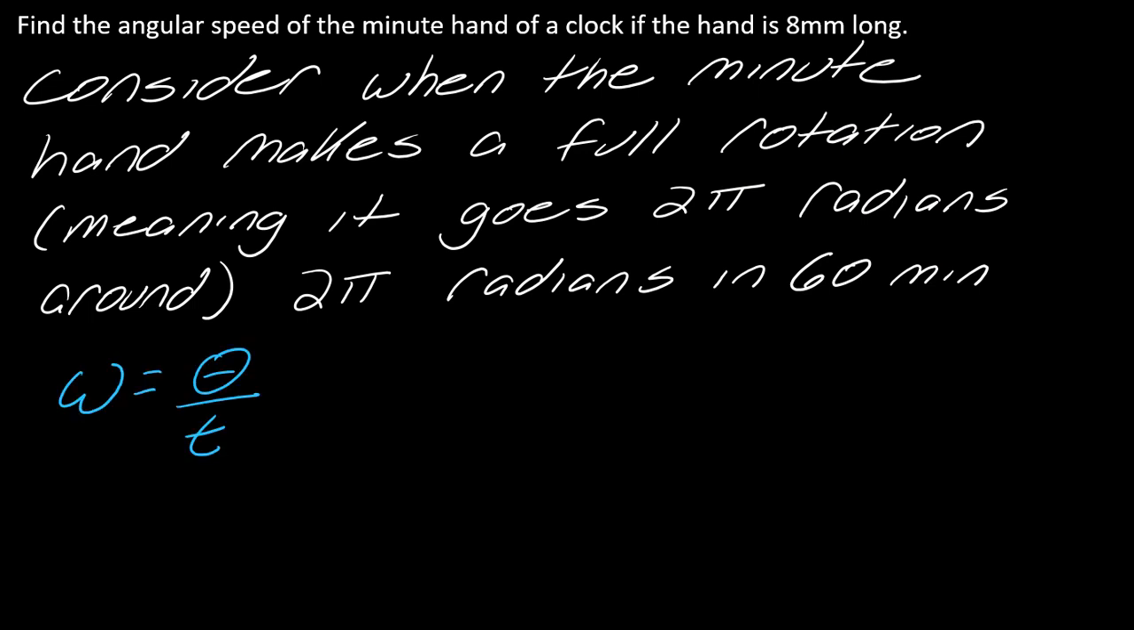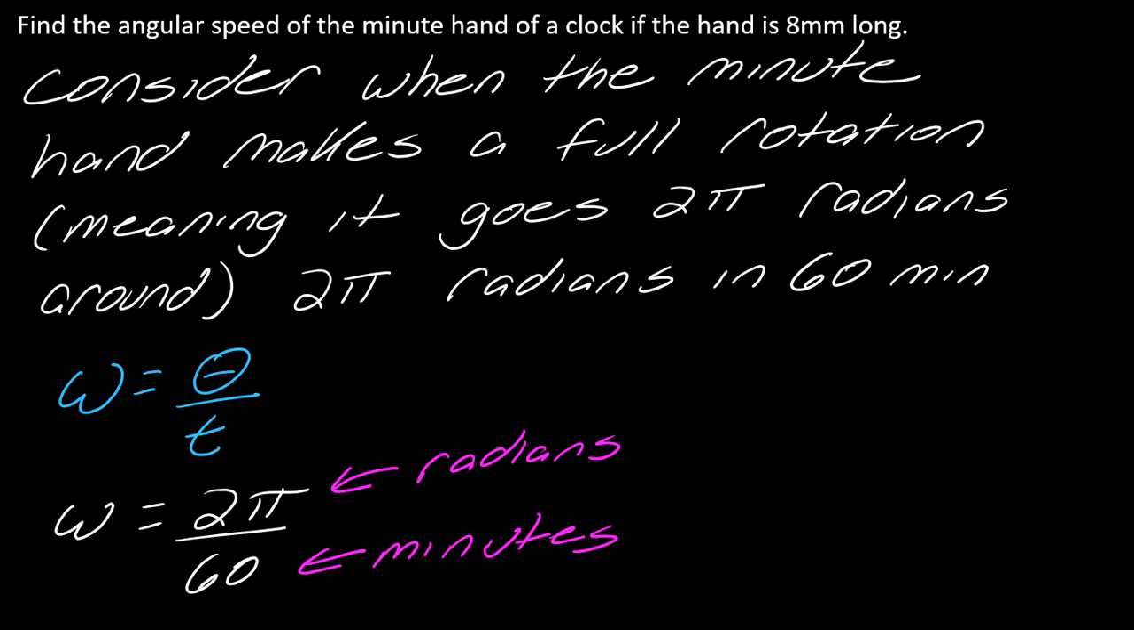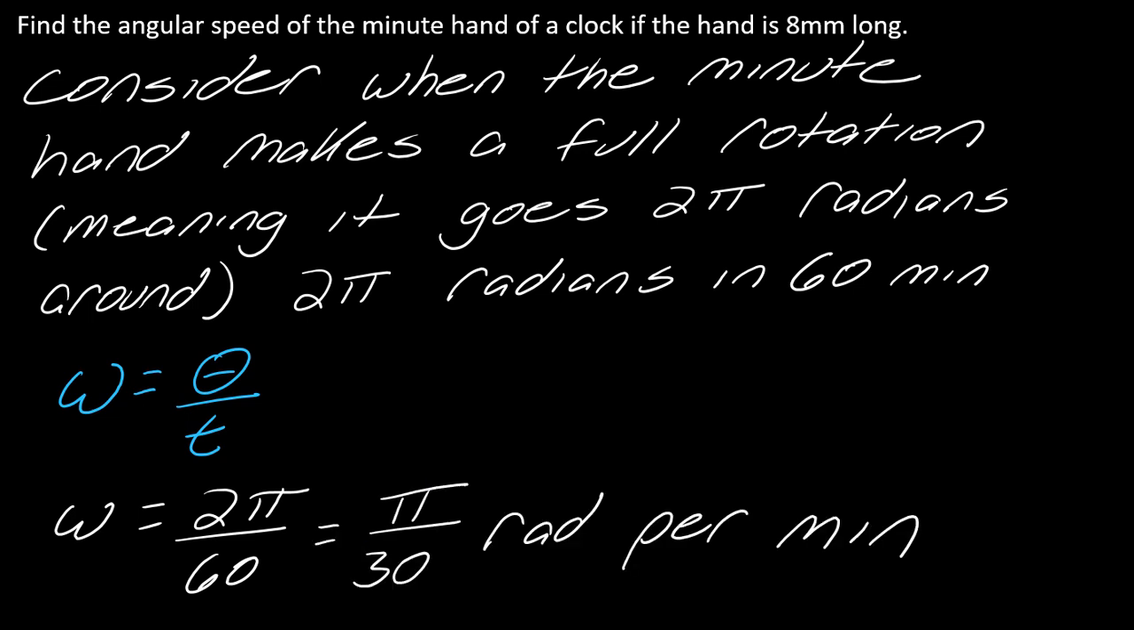Now I'm being told to find angular speed, so at least I know exactly what formula I need to use. I already have my theta and I already have my t; we just figured it out. So I just plug those in: 2 pi over 60, and I get pi over 30 radians per minute. As far as the units go, how would you have known that? Well, I know that 2 pi is in radians and I know that 60 is in minutes. If you are really unsure about the units, you can write that next to the terms so that you can clearly see that you would get radians per minute.